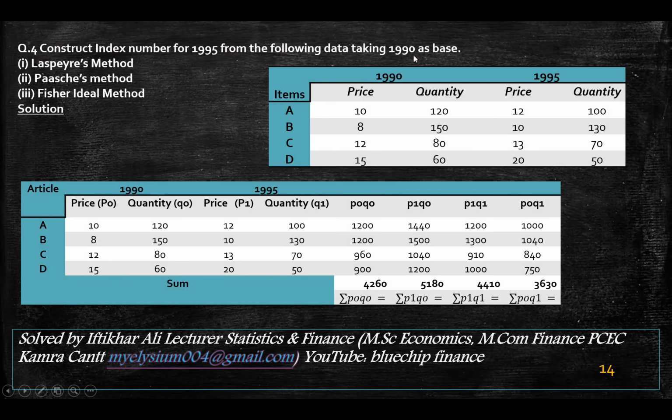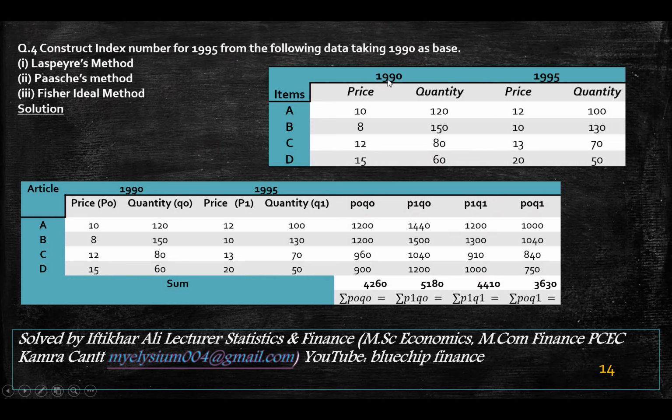Question number 4: construct the index number for 1995 from the following data, taking 1990 as base, through Laspeyres, Paasche's and Fisher's ideal method. It is a question related to the weighted index number of composite index. So we need 4 calculations here: P0Q0, P1Q0, P1Q1, and P0Q1.